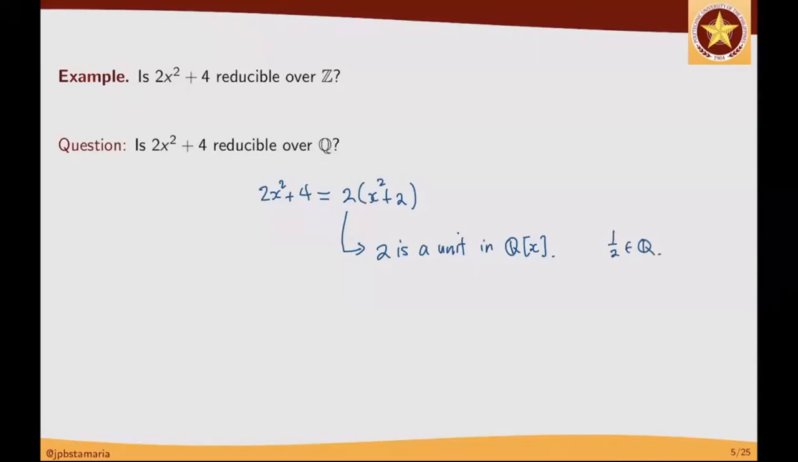Sige, I will give you some time to think about this. Why the answer to the first question is yes, while the answer to this question is no. You cannot separate 2x squared plus 4 into 2 parts so that both of the parts are non-unit. Ito kasi hindi mo na ma-split yan, di ba? Tanging paraan to split is by doing this factoring. But yet, this factor is a unit in Q[x]. So this is not considered a good factorization. Okay?